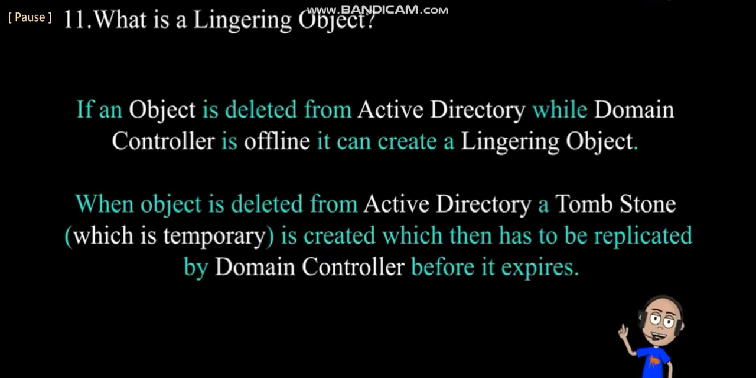What is a lingering object? If an object is deleted from Active Directory while a domain controller is offline, it can create a lingering object. When an object is deleted from Active Directory, a tombstone, which is temporary, is created, which then has to be replicated by the domain controller before it expires.